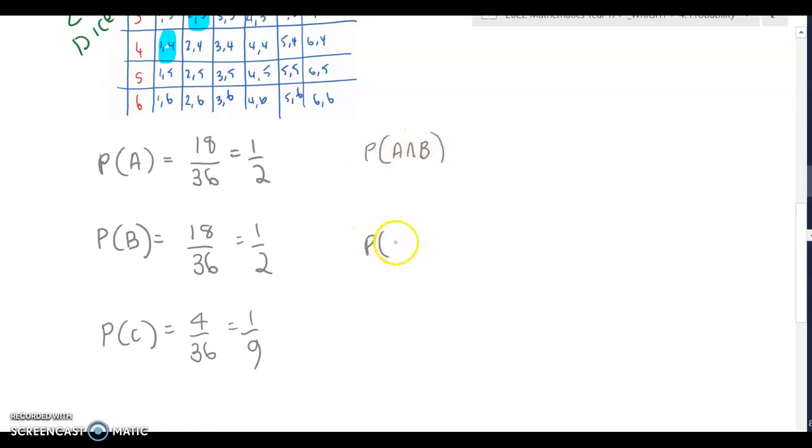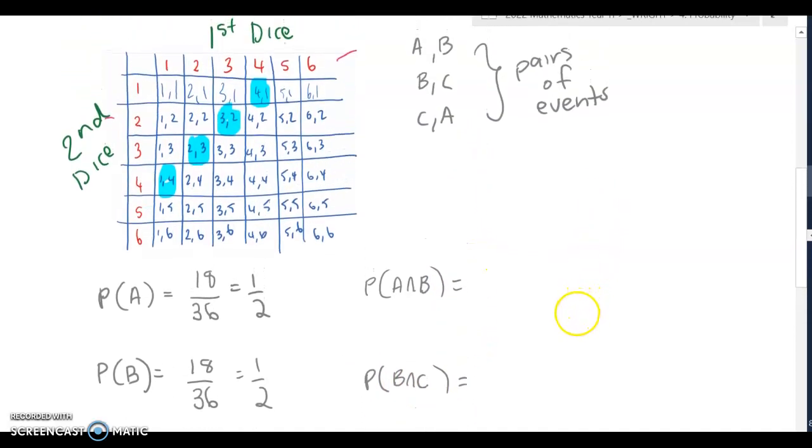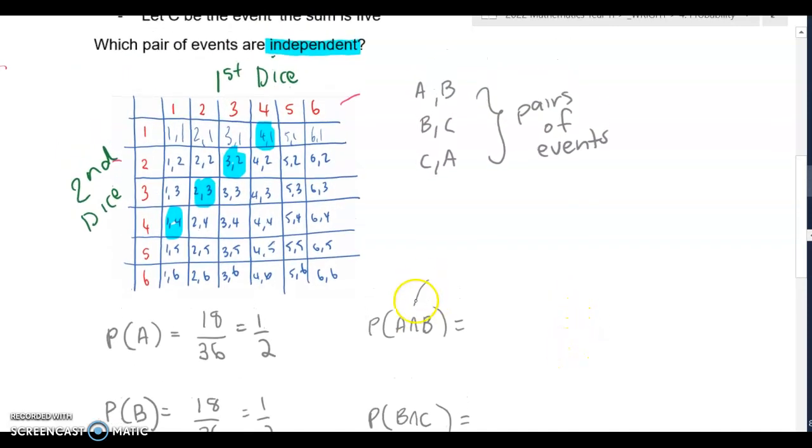Okay, the next things we want to have a look at are finding the probability of A and B, the probability of B and C, and the probability of C and A. The probability of A and B is going to be what is in both A and B, remembering that the word 'and' is our intersection. So it's in both of those.